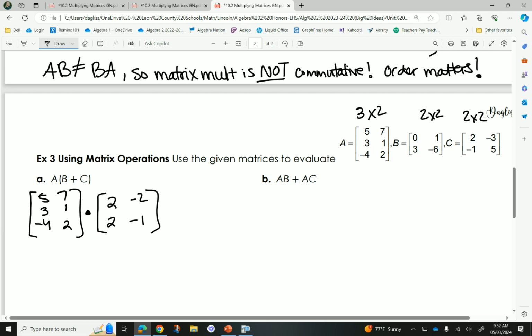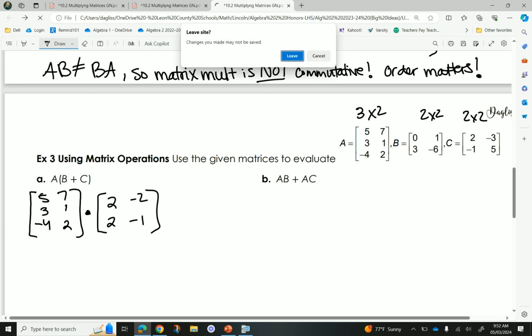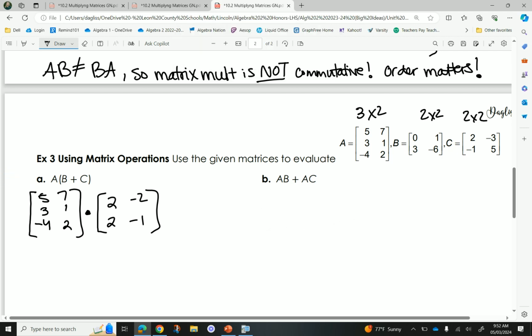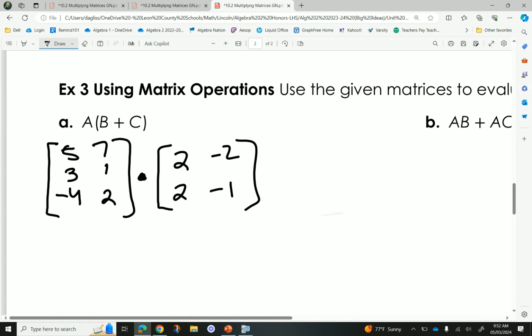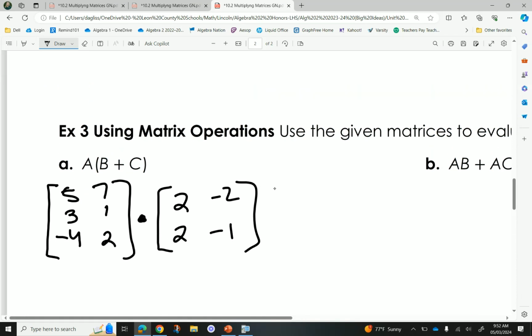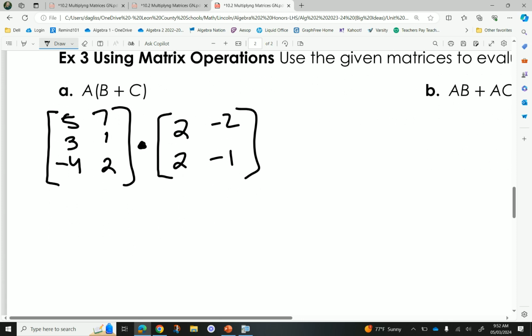Now let's multiply. Okay. So we have a 3 by 2 matrix this time. So when we multiply a 3 by 2 with a 2 by 2, what size is our product matrix going to be? A 3 by 2. Good. So because these match, these guys give us our product. All right. You ready?